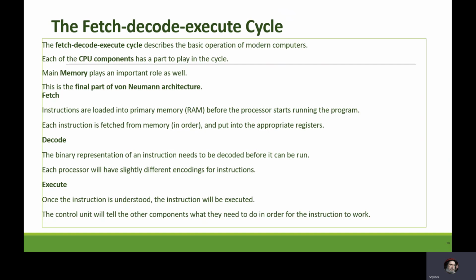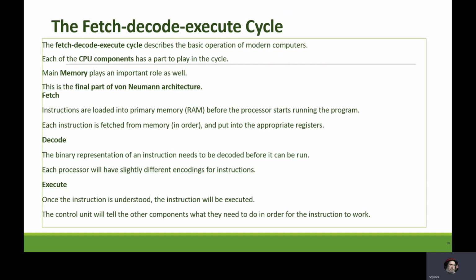Now the fetch, decode, execute cycle describes the basic operation of modern computers, as I mentioned earlier. Now, each of the CPU components has a part to play. Main memory plays an important role as well. Now, this is the final part of the von Neumann architecture. Fetch: the instructions are loaded into primary memory, RAM, before the processor starts running the program. Each instruction is fetched from memory in order and put into the appropriate registers.